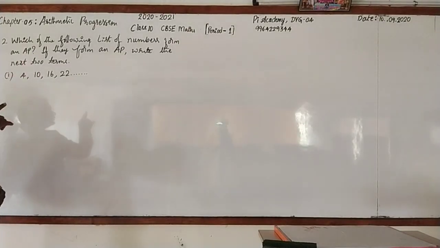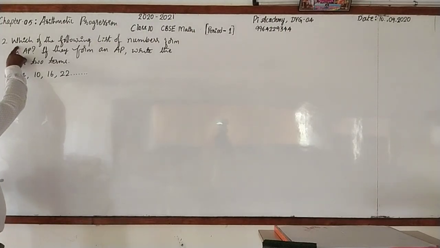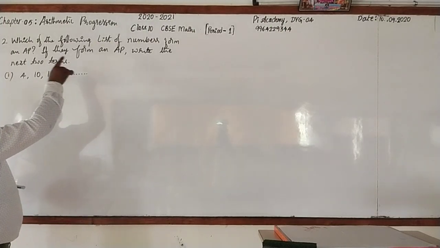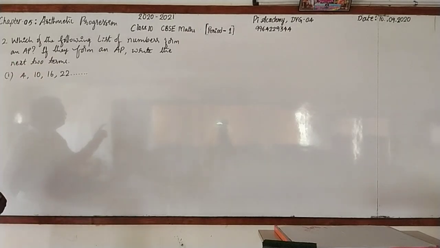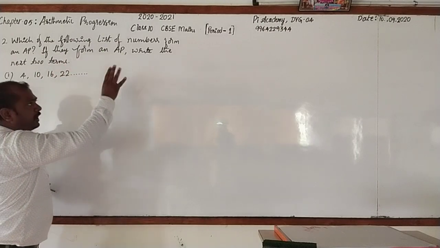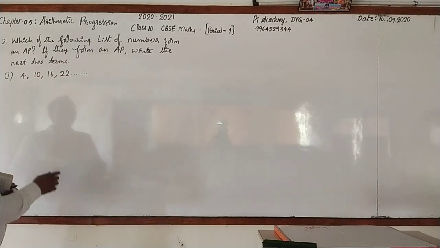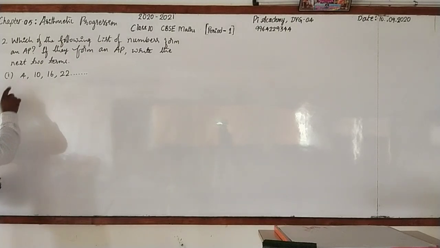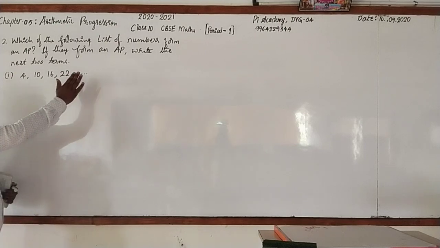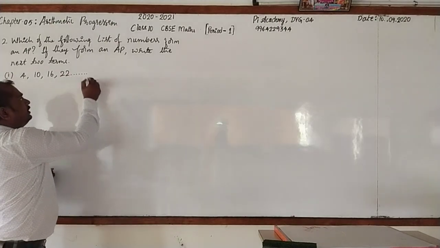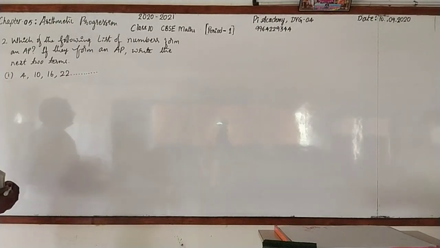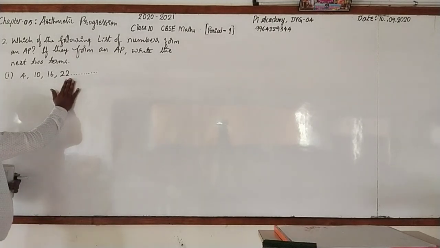Dear students, go through the second question. Even you may copy this also. It is, which of the following list of numbers form an AP? And sub question is given. It is, if they form an AP, write the next two terms. Observe it. The first one is like this. 4, 10, 16, 22 and so on. Here they are given particularly 4 terms.